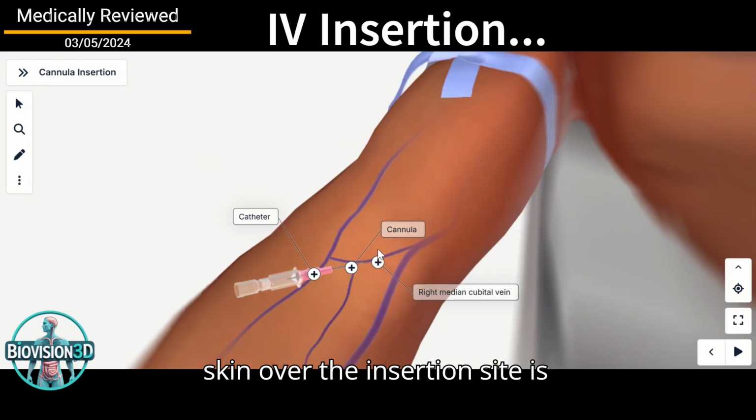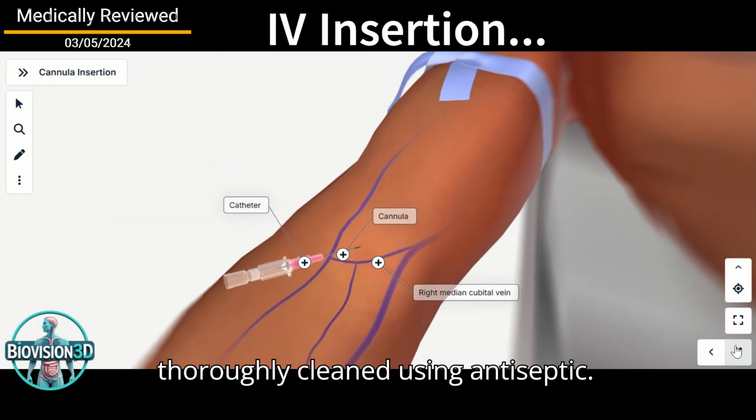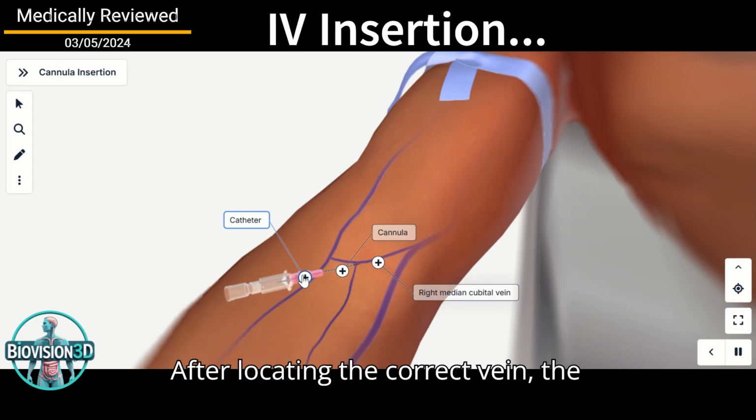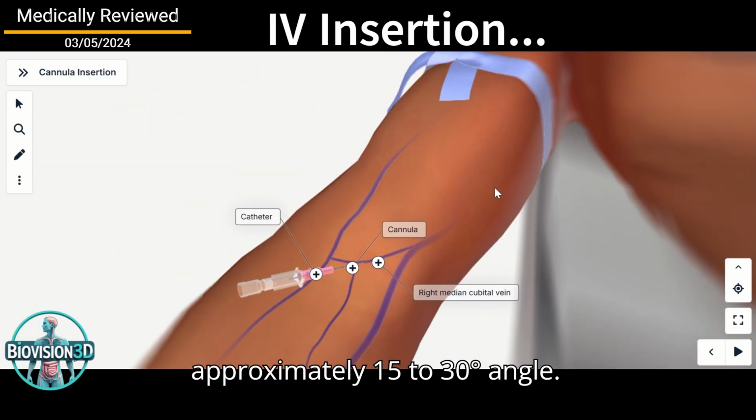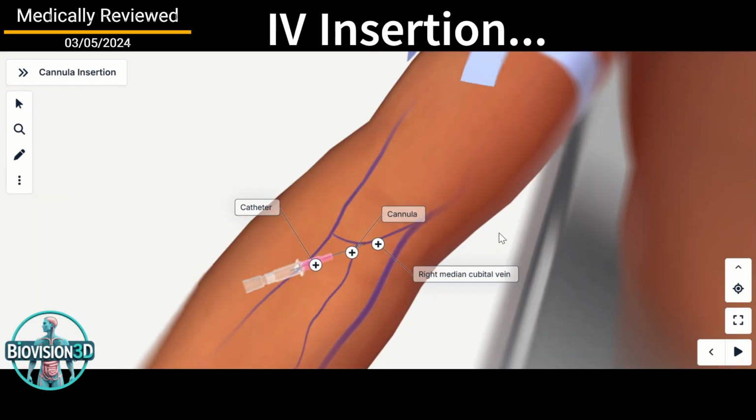The skin over the insertion site is thoroughly cleaned using antiseptic. After locating the correct vein, the needle tip is inserted at an approximately 15 to 30 degrees angle.